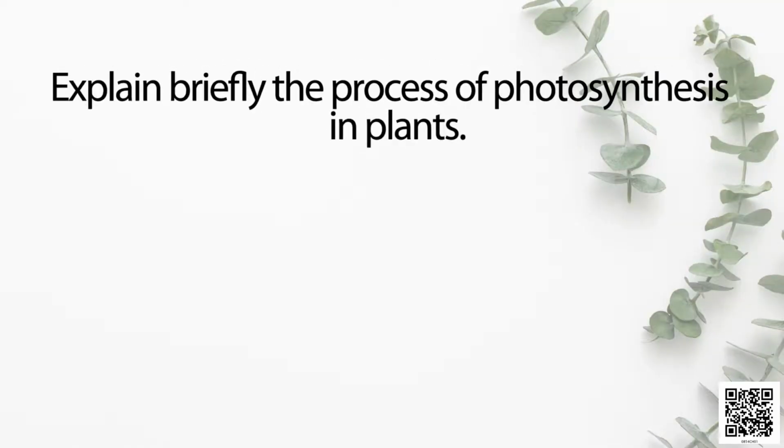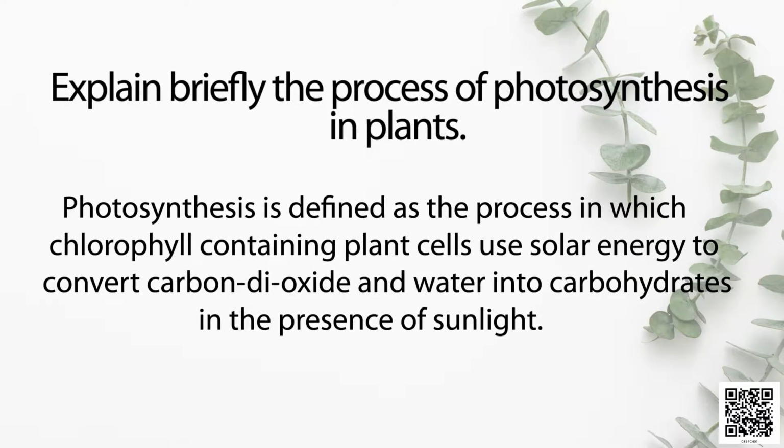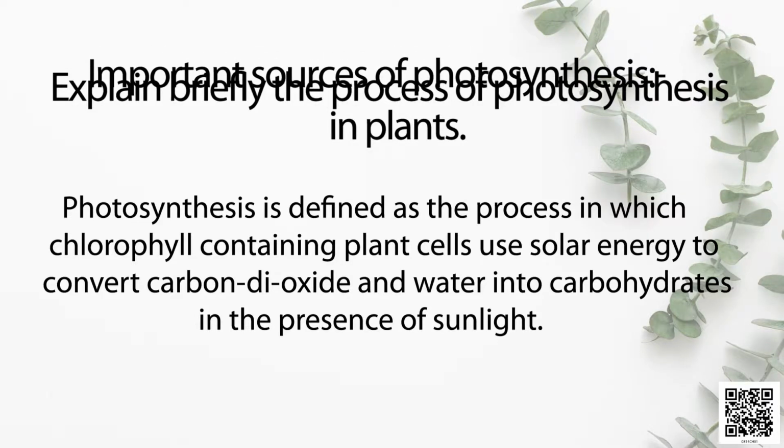Explain briefly the process of photosynthesis in plants. Photosynthesis is defined as the process in which chlorophyll containing plant cells use solar energy to convert carbon dioxide and water into carbohydrates in the presence of sunlight. Important sources for photosynthesis.